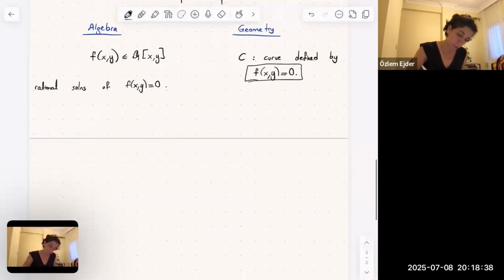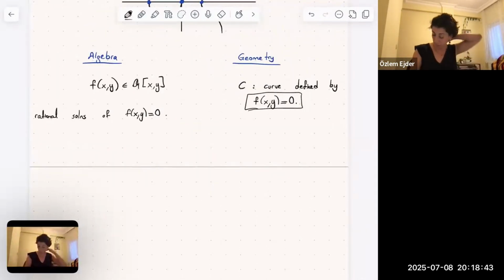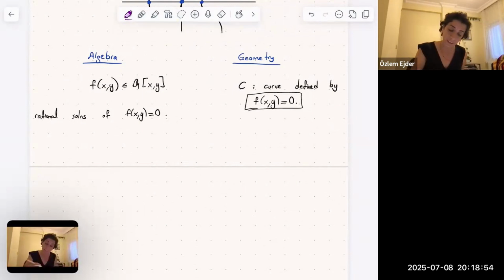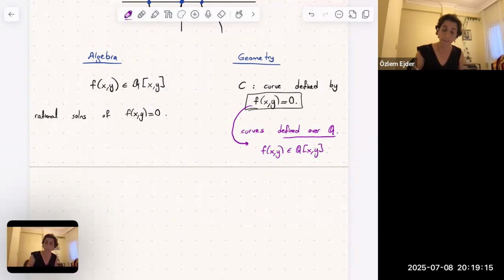Now the main question that we can ask is, if I give you a curve C, then can we find the rational points on it? Or at least what can we say about it? Maybe one thing about the notation that I'm going to use later, I should just say it now. I'm going to be working with just curves defined over rational numbers. This just means that this polynomial f has coefficients in Q.